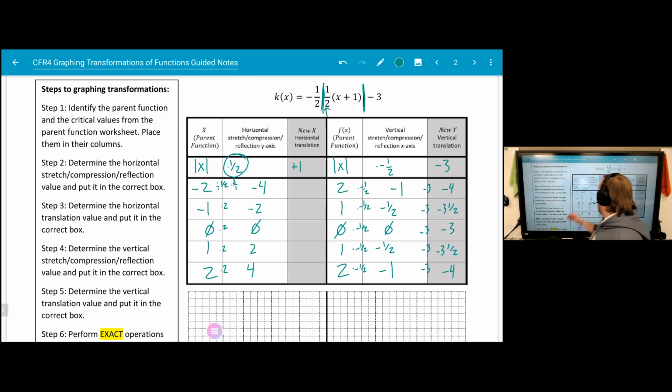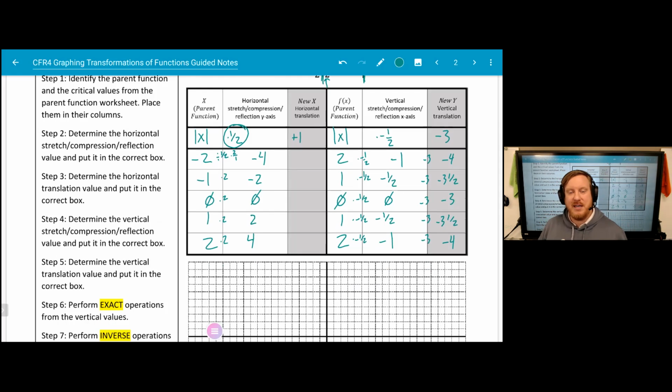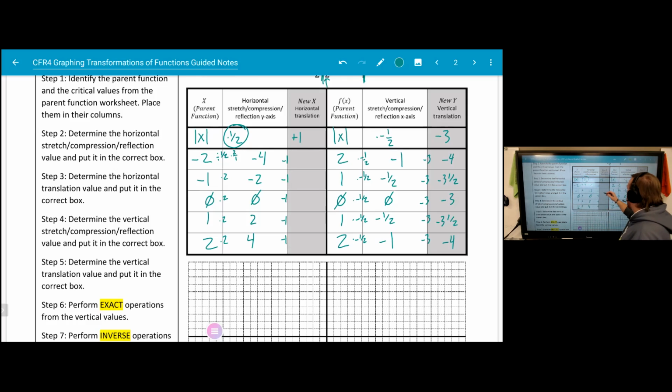It says we were adding 1. It's x plus 1. But if we're doing the inverse operation, what's the inverse operation of addition? And you would tell me, subtraction, Mr. Braden. And I'd say, yeah, there you go. So we are going to subtract 1 from all of these values to get our final new x value. Negative 4 minus 1 is negative 5. Negative 2 minus 1 is negative 3. 0 minus 1 is negative 1. 2 minus 1 is 1. 4 minus 1 is 3.